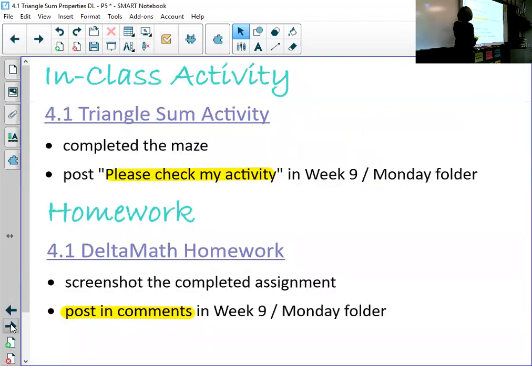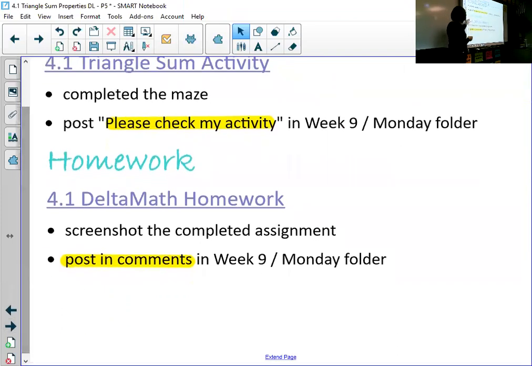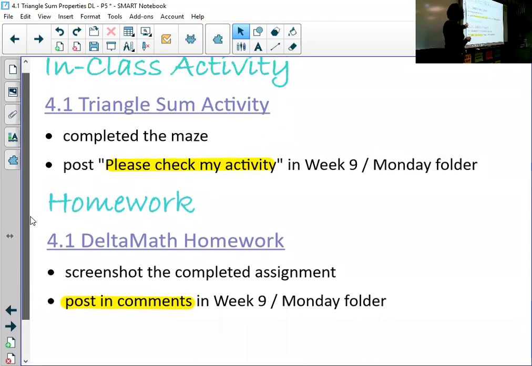And then I want you to finish that. There is an assignment where you can say, please check my activity in today's folder, so I can give you the points for that in-class activity. And then the 4.1 Delta Math homework should already be showing up where you can go in and start doing that one also. And then there's a place for you to post your screenshot in Schoology. So those are the 2 things that you need to do for today.